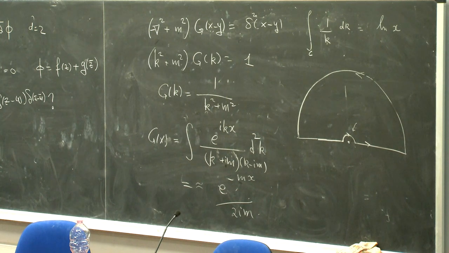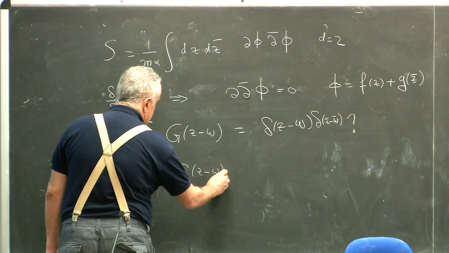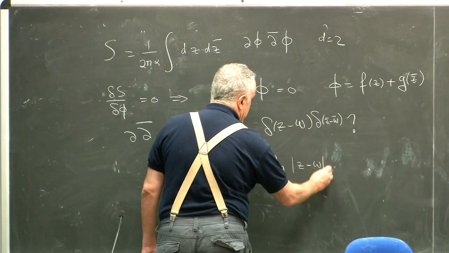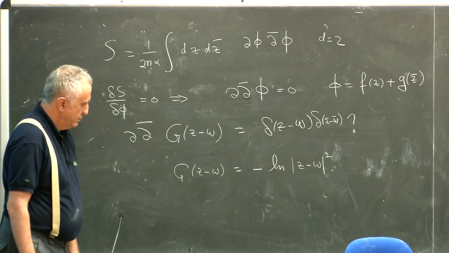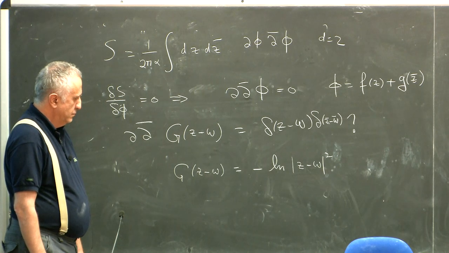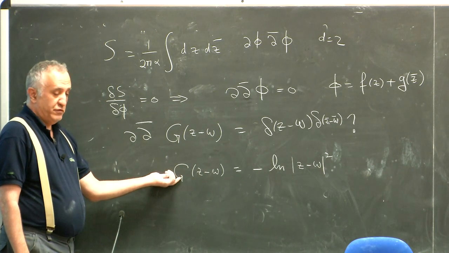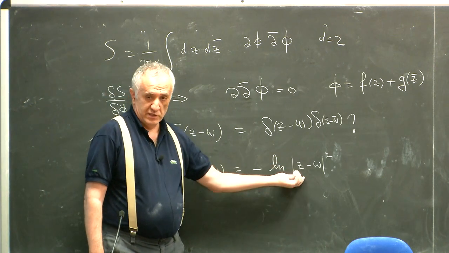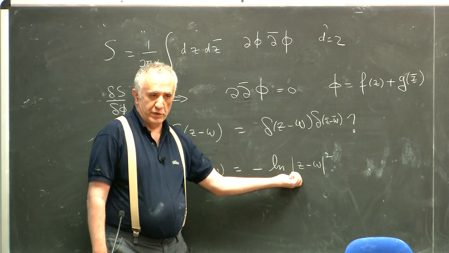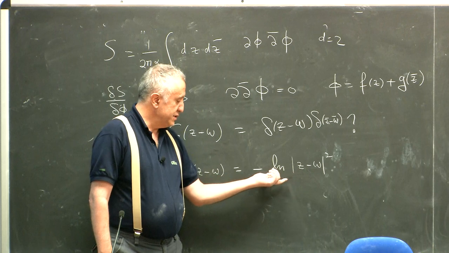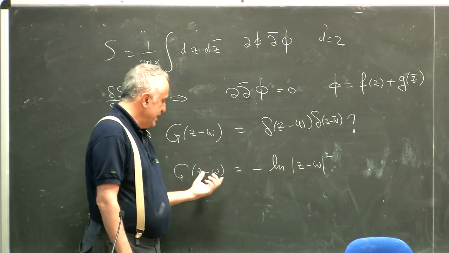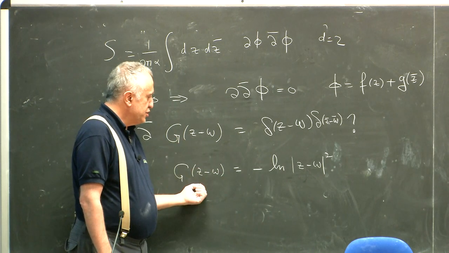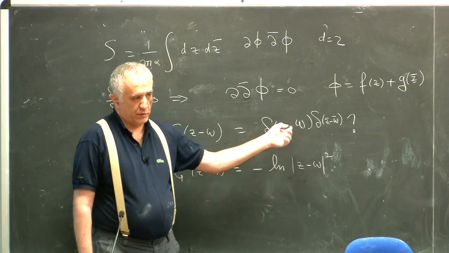So I suggest to you that the answer is minus log of z minus w squared. You can see that if you differentiate this once, and then twice, you get 1 over z minus w, and it is singular at z equal to w like it should be. And it is regular everywhere else. So it behaves exactly like a Green function, is a solution of this differential equation, and it is just not a solution exactly at z minus w.